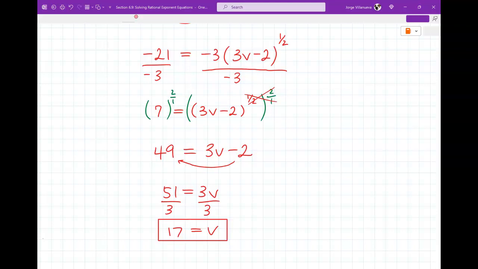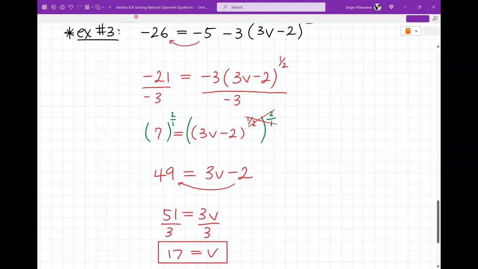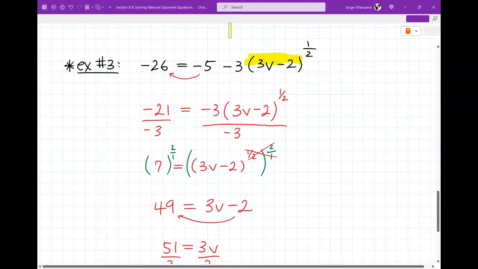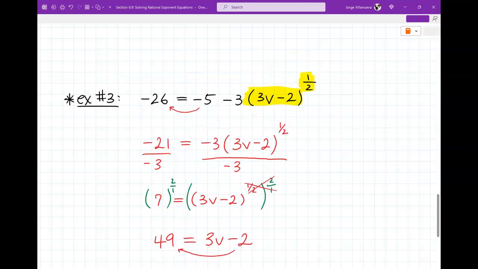Like I said, the questions might look a lot more difficult, but it's basically the same steps you take whenever you're solving any other equation. Just try to isolate the fractional power term, whatever it happens to be. So here, my goal was to isolate this piece right here. I wanted to get all of this by itself. So I had to move everything else out of the way, right?